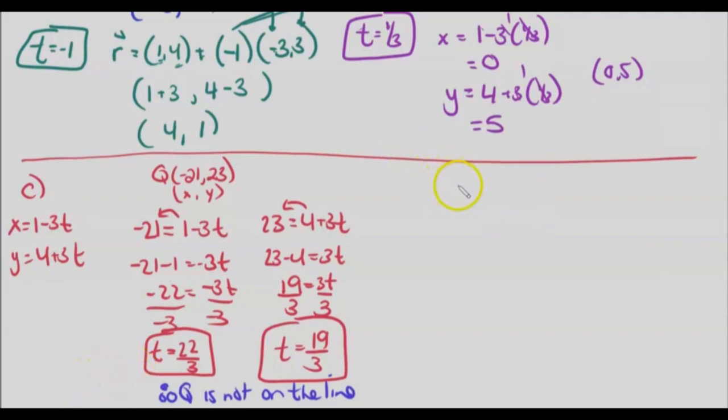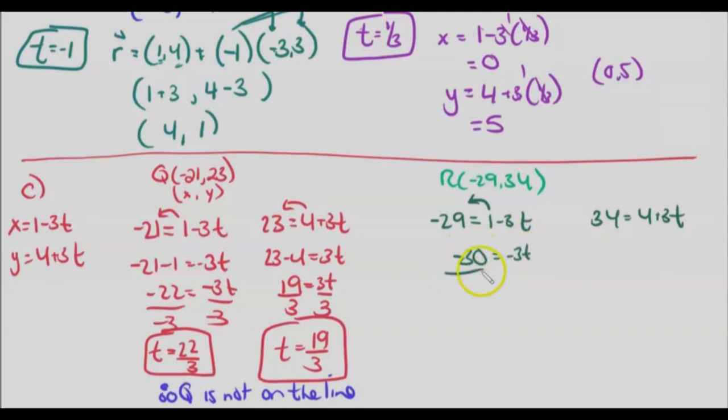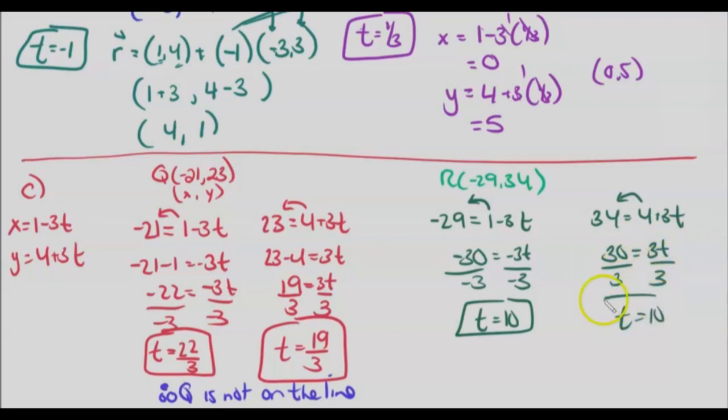Now we're going to do the same thing for the point R, which is negative 29, comma 34. So let's sub in negative 29 equals 1 minus 3t, and then we're going to have 34 equals 4 plus 3t. Okay, I'm going to start skipping steps. So bring the 1 over, we get negative 1. So we get negative 30 equals negative 3t. Divide out the negative 3, and we get t equals 10. Now, bring over the 4, we get negative 4. So we get 30 equals 3t. Divide by 3, and we get t equals 10.